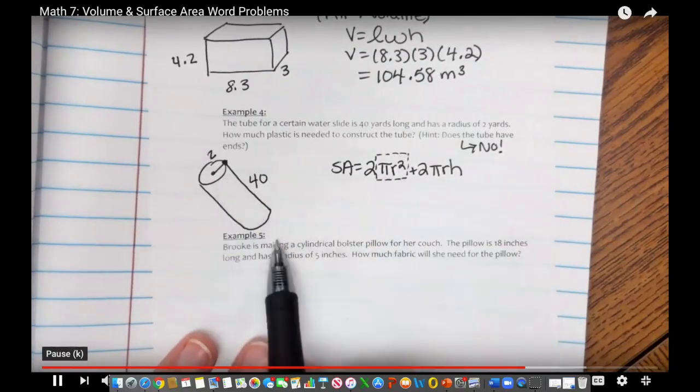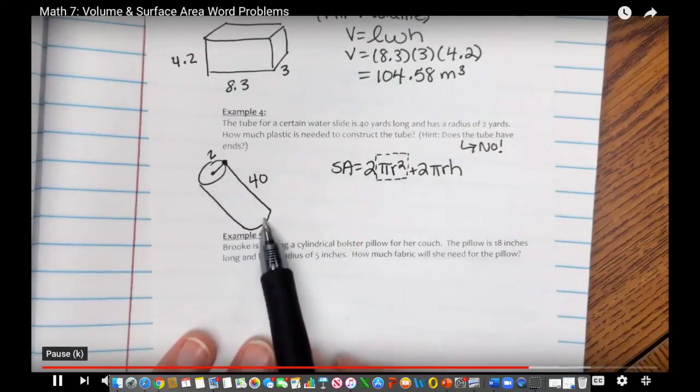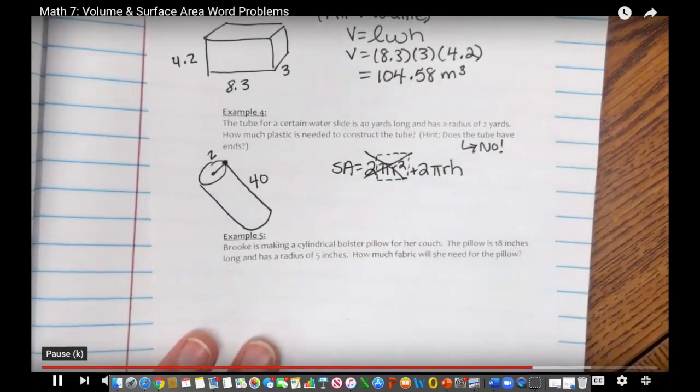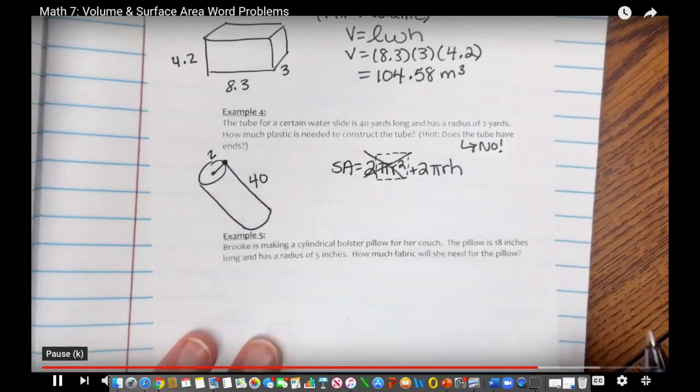The two ends are my two circles, one for the top and one for the bottom. Since I don't have ends, this is the part of the formula that I can get rid of. So really, I'm only concerned with the second part. I'm looking for the covering of this tube.